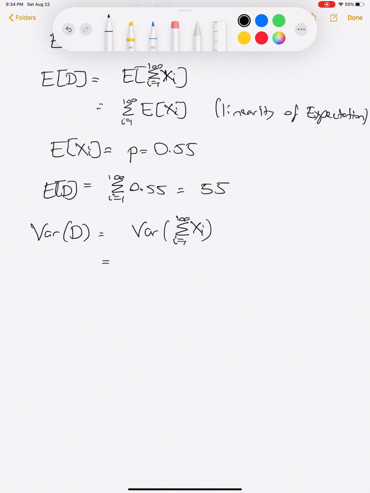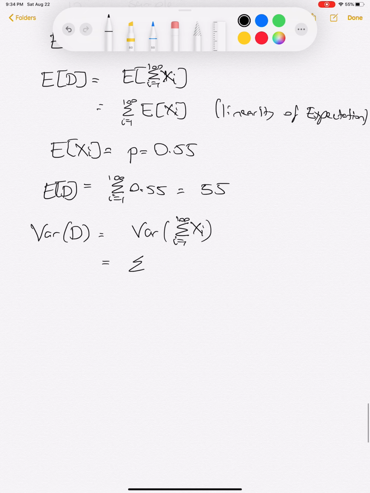So the key question is, we're calculating the variance of D, which is the variance of this sum of these xi's. Can we bring the variance inside this sum? The answer is yes. And again, this is something that you'll slowly get used to.